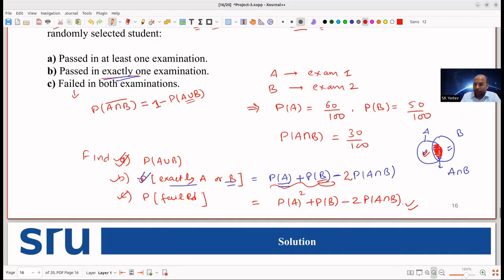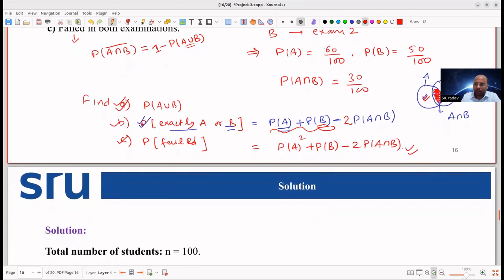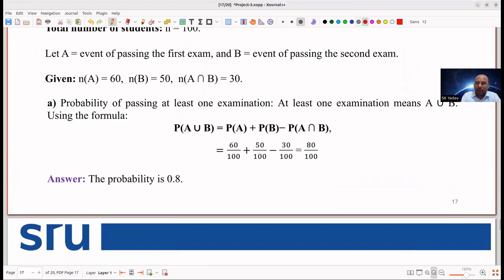So with this understanding, you now have the solution here. n stands for the number. There are a total of 100, so this can be divided by 100. I have written the probability as the number of outcomes. Okay, so this is the final one for addition rule.